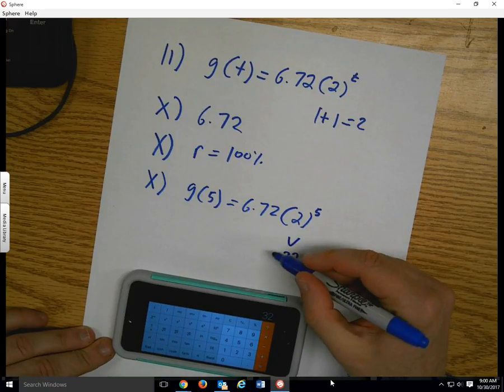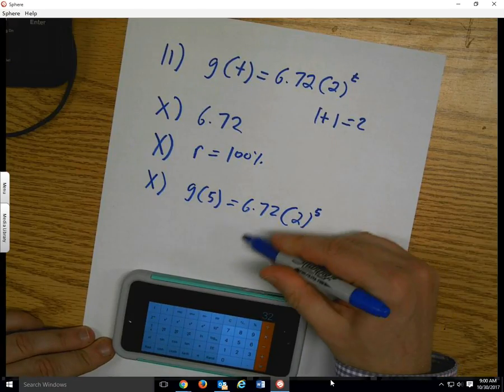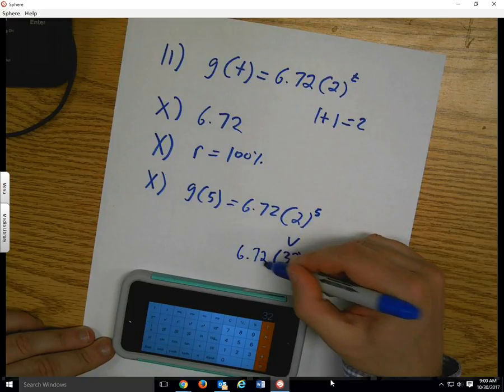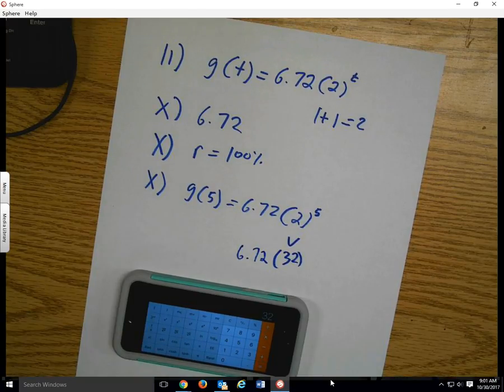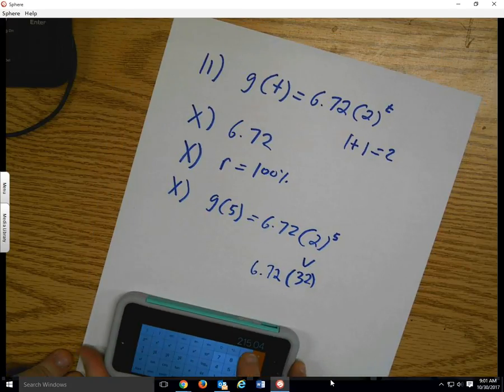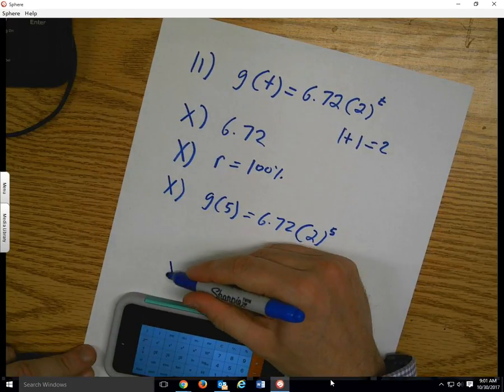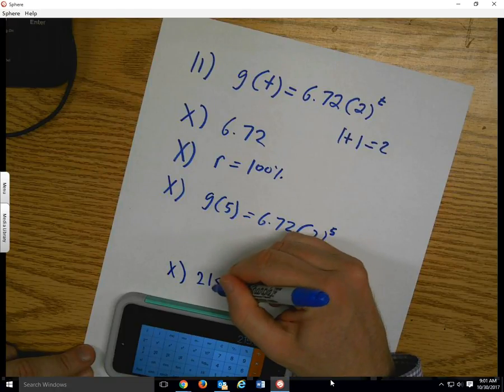And then we're going to multiply that by 6.72. So 6.72 times 32, just put times 6.72, and you get 215.04.